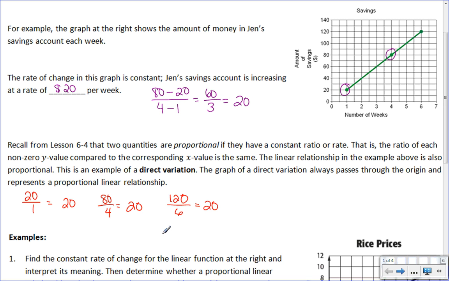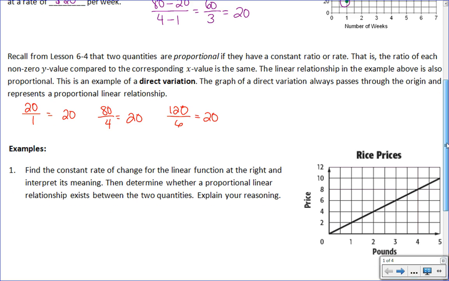So in this case, we could say that this linear relationship is proportional, and that also makes it a direct variation. We would say that the amount of savings varies directly with the number of weeks. All that means is that as the number of weeks increases, the amount of savings increases. And because a direct variation has to pass through the origin, the additional thing about that is if I extended this line, it would go through the origin here. That means that for 0 weeks, the amount of the savings is $0. So direct variations have to start at 0 as well. They have to go through the origin.